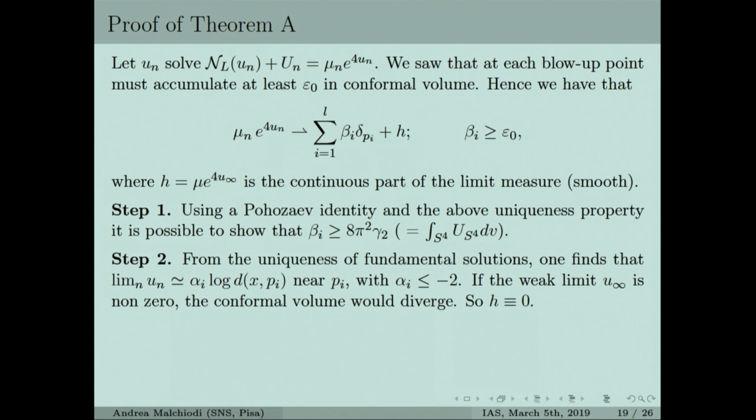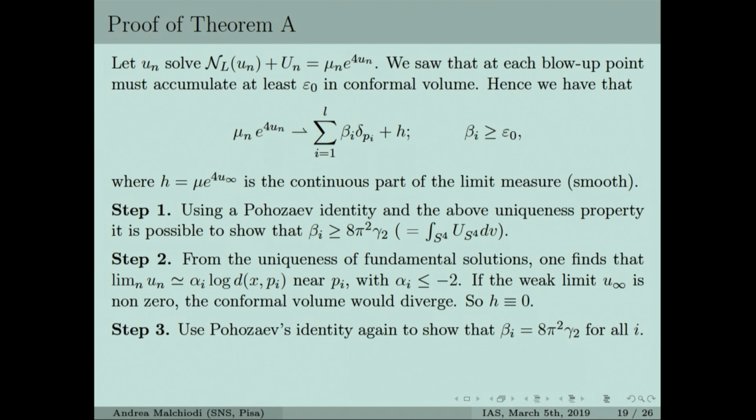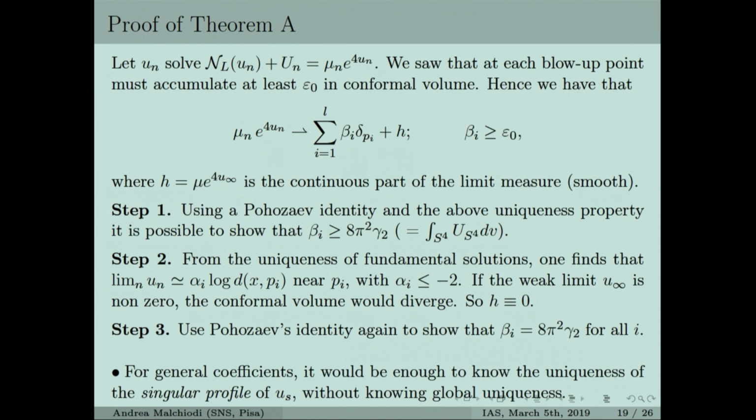But now the right-hand side is a pure linear combination of Dirac masses, and then you know exactly what the singular profile looks like, and use the Pohozaev identity again to quantize exactly the betas here. And then you again derive a contradiction from this non-quantization of the total Q curvature.